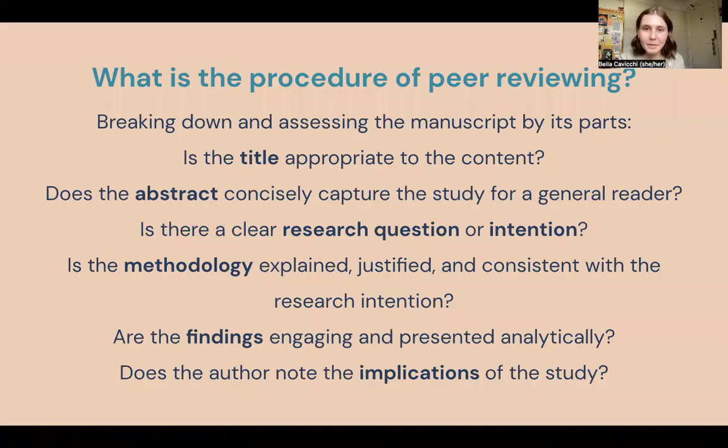So, the process of peer reviewing. Again, we have all these questions circulating about the job of a peer reviewer, but what do you do when you sit down with that paper? A common study, as we all likely know, is broken down into different components: the title, the abstract, the research question. And I think as a peer reviewer, it can be really helpful to break down the manuscript and assess it in those parts as well.